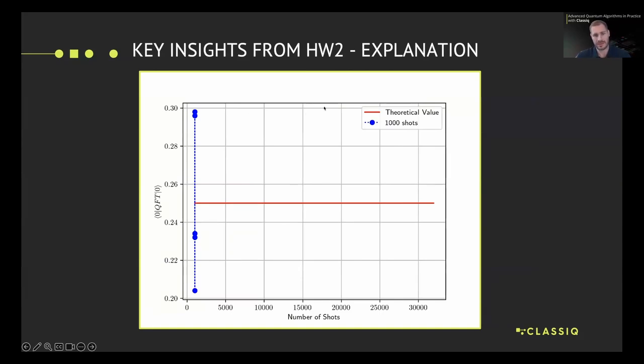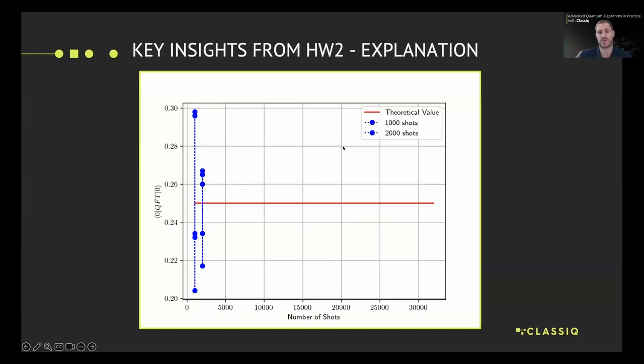So I implemented the algorithm, I ran it with 1,000 shots, and then I received this value. So 0.29 something. And then I did it again and I received this value, and so on and so forth. So here we can see 5 different executions of the same algorithm with the same number of shots, so with 1,000 shots. And this is the span that we received.